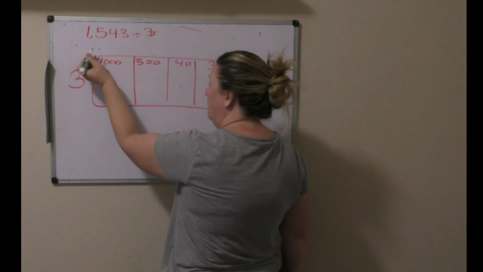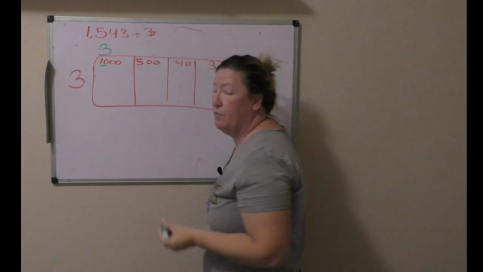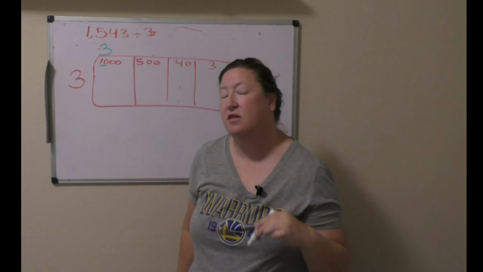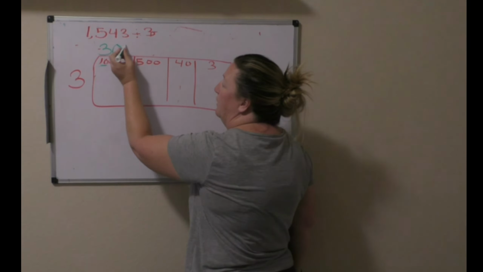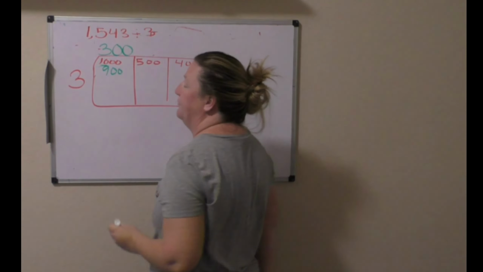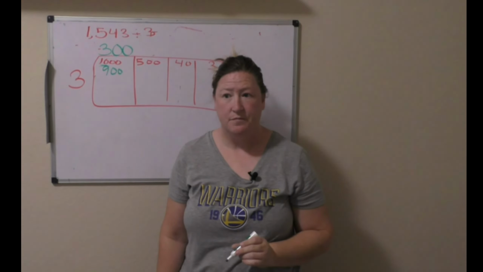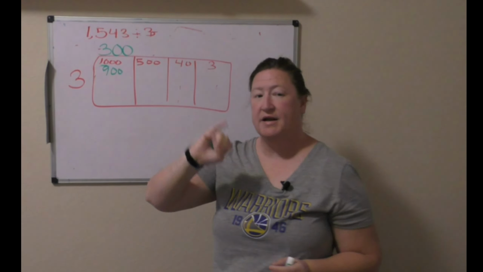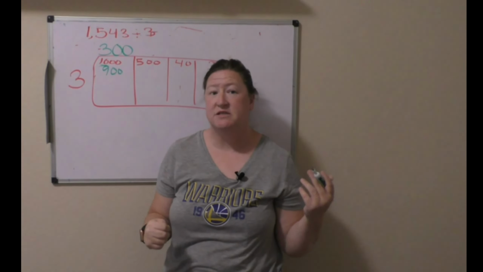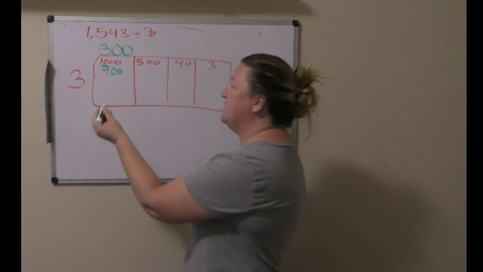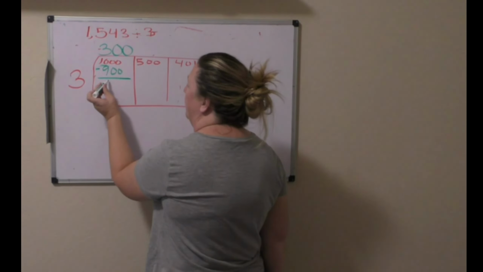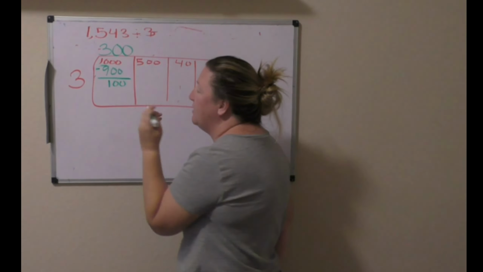So I know that 3 times 3 gives me 9. So that means that 3 times 300 is going to give me 900. Okay? So I divided. Then I just multiplied. 3 times 300 is 900. My third step is to subtract. So I'm going to take my 1,000. I'm going to subtract my 900. And I get 100. Everything's brought down.